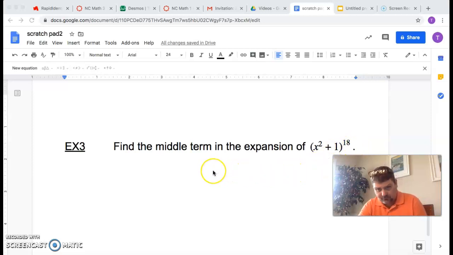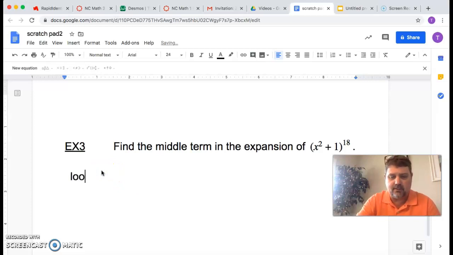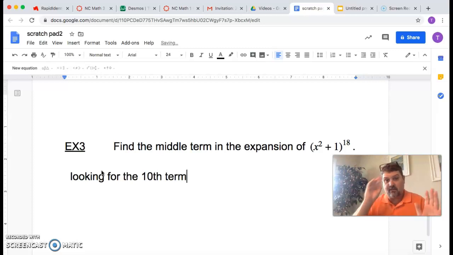Okay, so the logic goes like this. There's a couple of ways of looking at this thing. If there are 19 terms, then the middle would be the 10th term, because on the 10th term you've got 9 on either side, 9 before it, 9 after it. So we're looking for the 10th term. I'm going to write that down. That's the job we're doing.